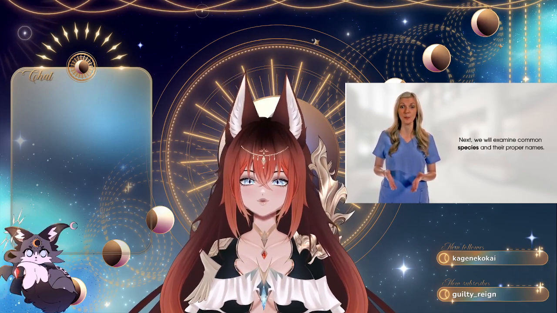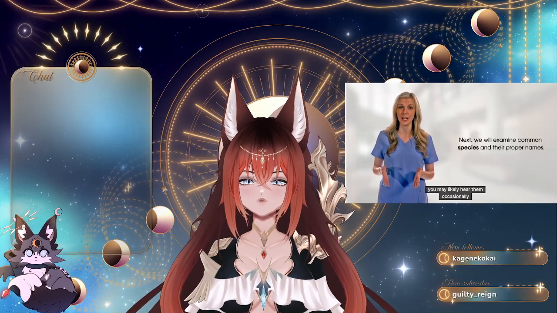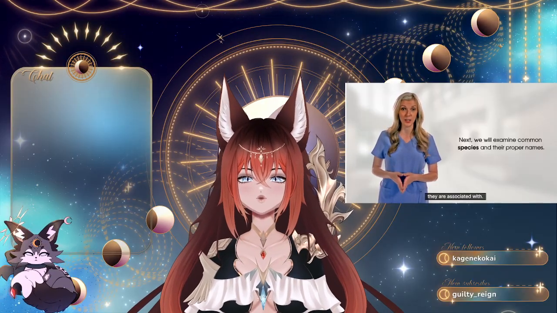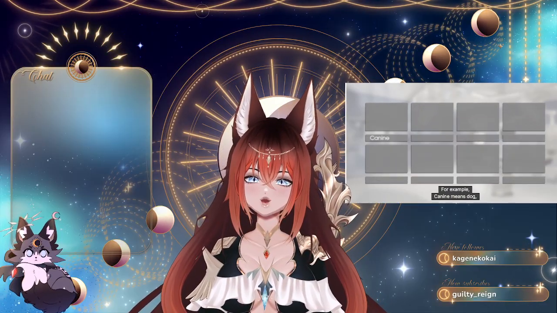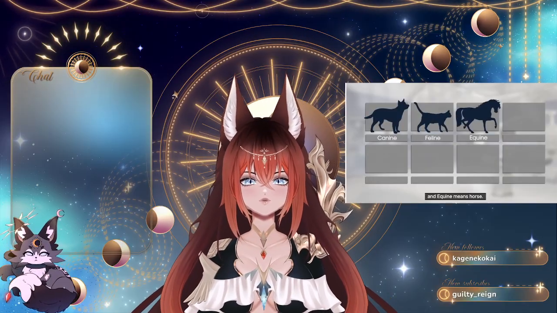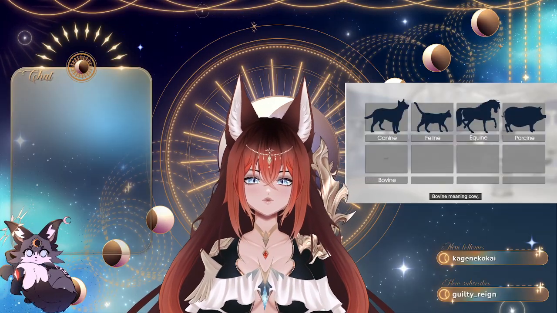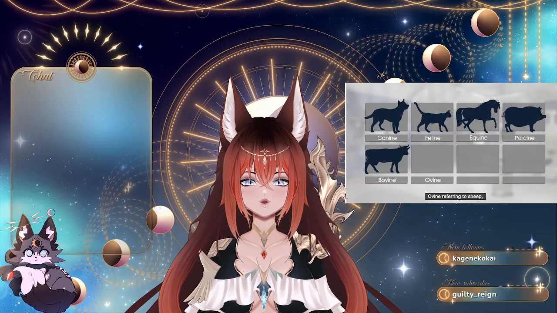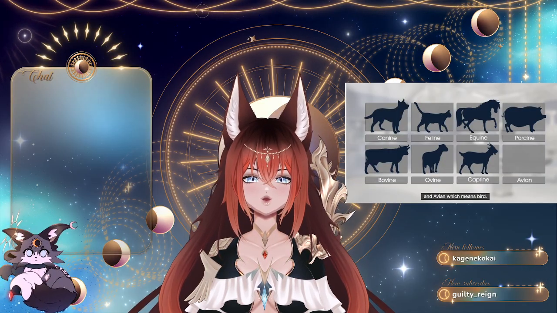Next, we will examine some common species and their proper names. Though these names are not frequently used, you may likely hear them occasionally and should be familiar with the species they are associated with. For example, canine means dog, feline means cat, and equine means horse. Others include porcine, meaning pig, bovine, meaning cow, ovine, referring to sheep, caprine, meaning goat, and avian, which means bird.